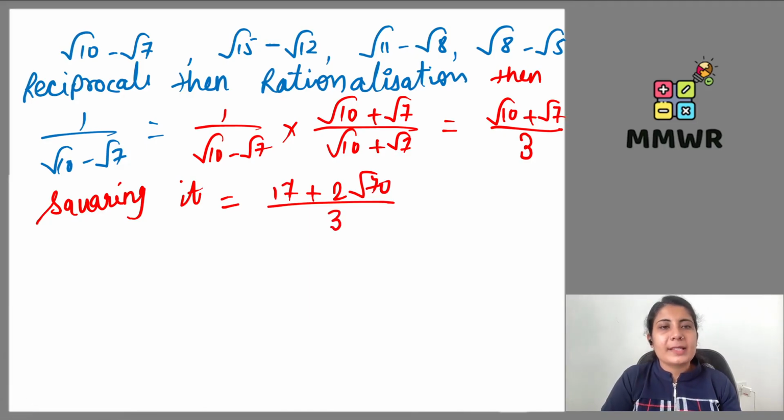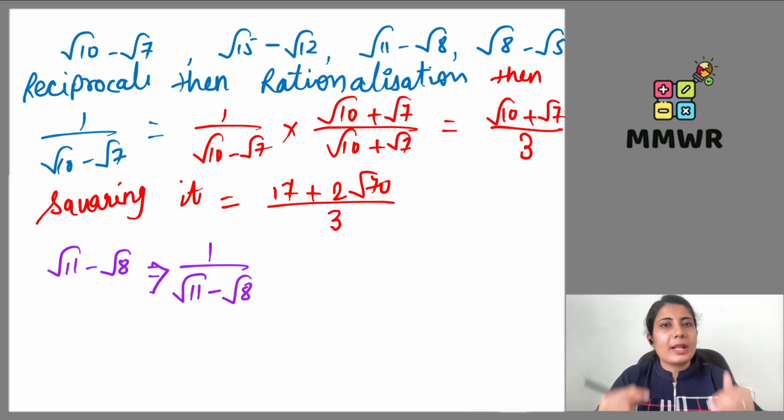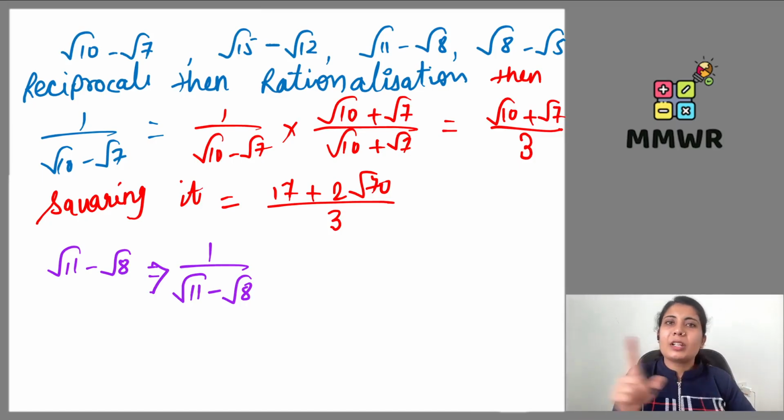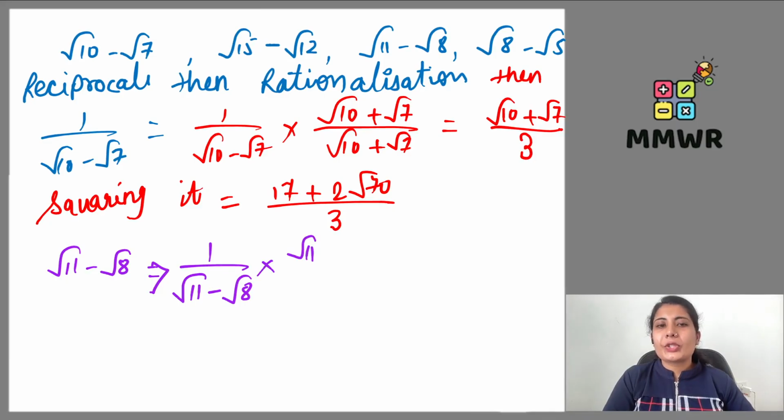Similarly, we will be simplifying the second number, root 11 minus root 8. First I will be writing it as 1 upon root 11 minus root 8. It's not equal actually, but everywhere I did the same thing. I first took the reciprocal everywhere, and then I am rationalizing it. So this is not equal. I'm not saying it is equal, but I am taking the help of the rationalization concept for better understanding. I'll show you the reason also.